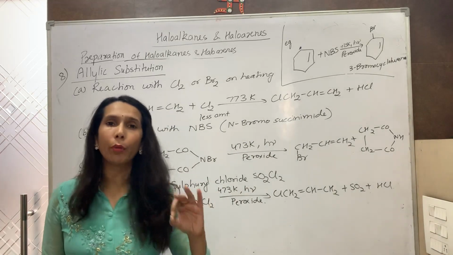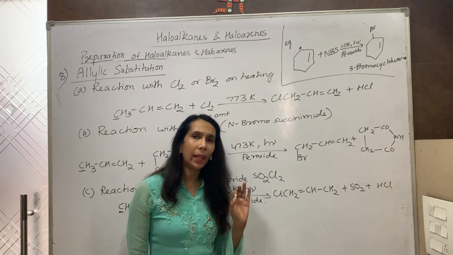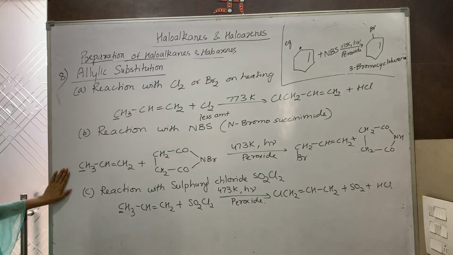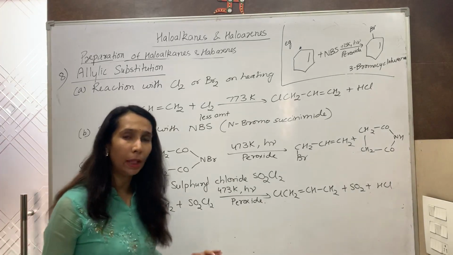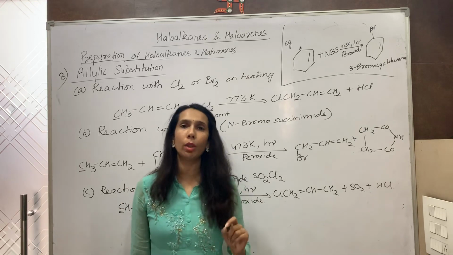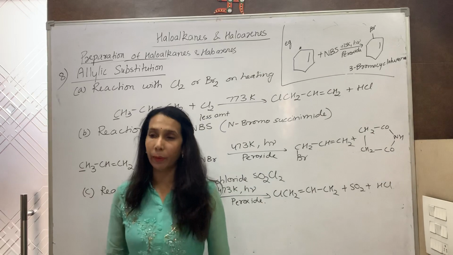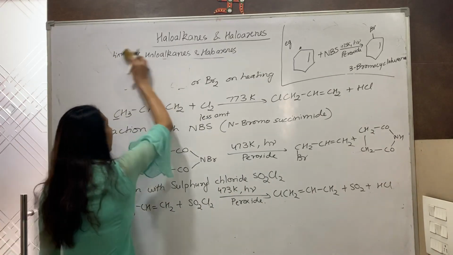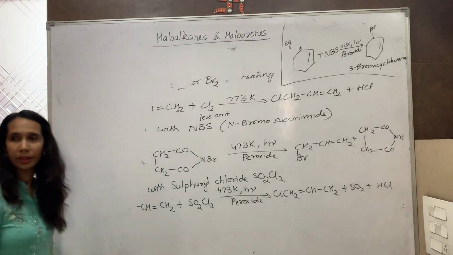So any compound which has an allylic hydrogen, the hydrogen can be replaced by a halogen by carrying out any one of the following methods. With this, we have completed the various preparations of haloalkanes and haloarenes. And now we will be starting with your physical properties. Thank you.